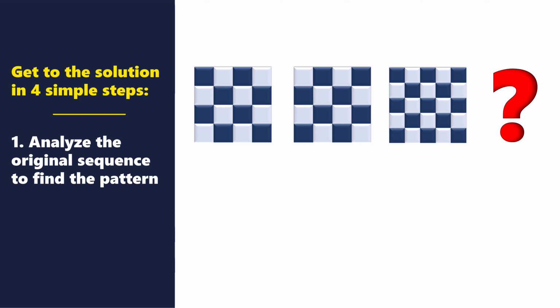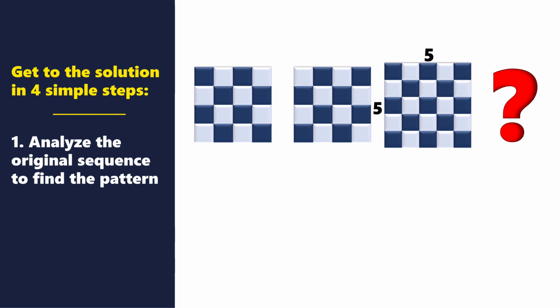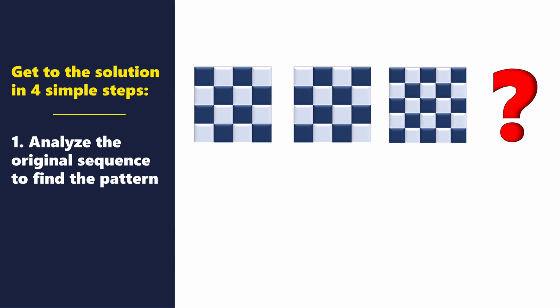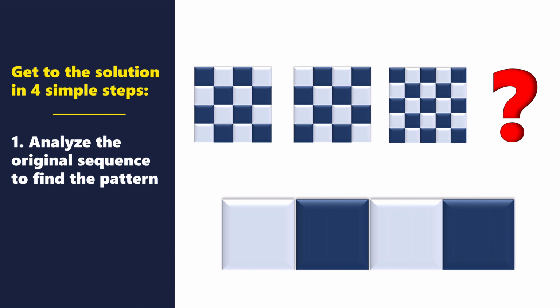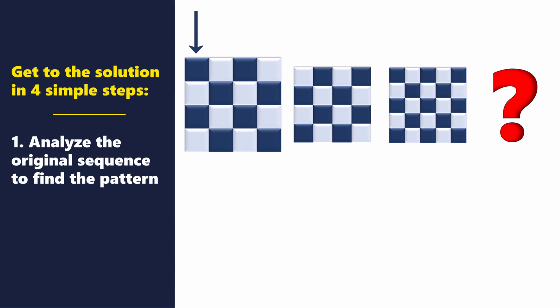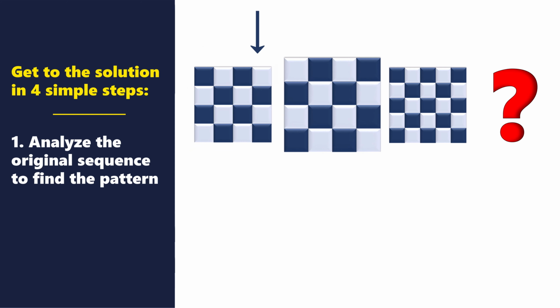Even though all objects are squares, the 2 squares are 4 by 4, and the third square is 5 by 5. We also can see that all shapes have alternating colors. But you can see that the first shape starts with the darker square in the upper left corner, and the second square starts with the lighter square in the upper left corner.